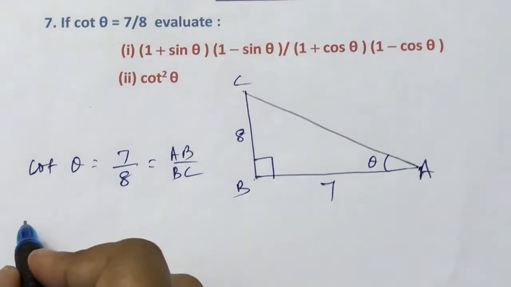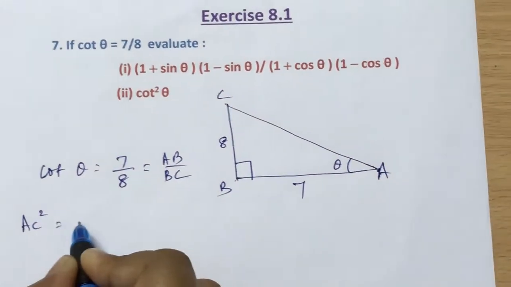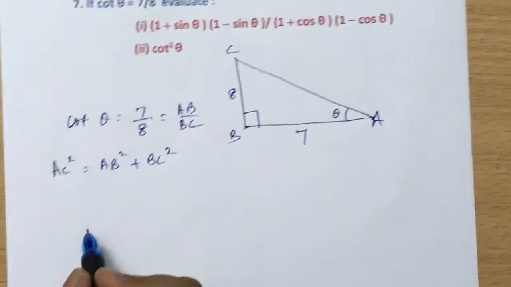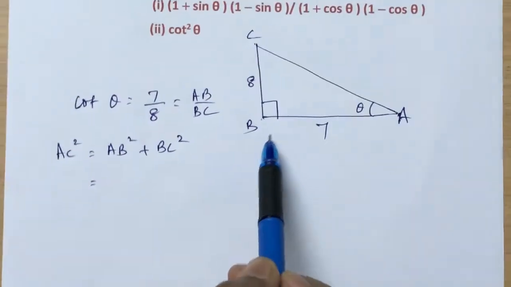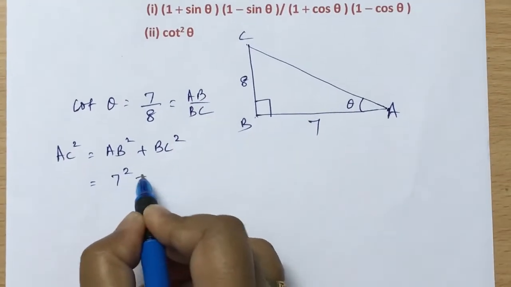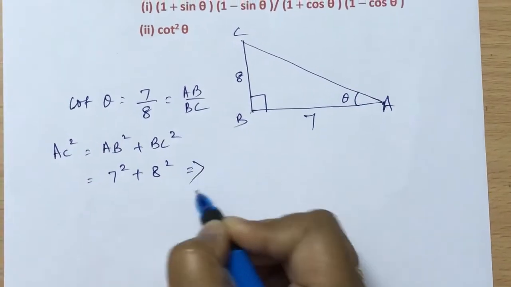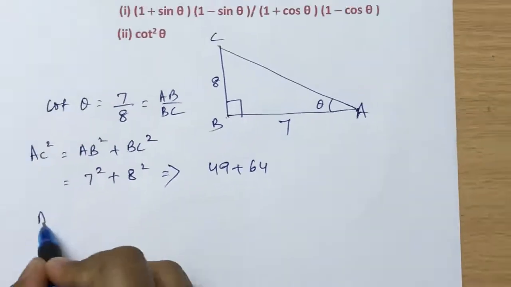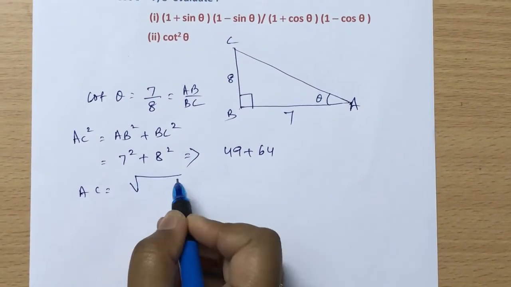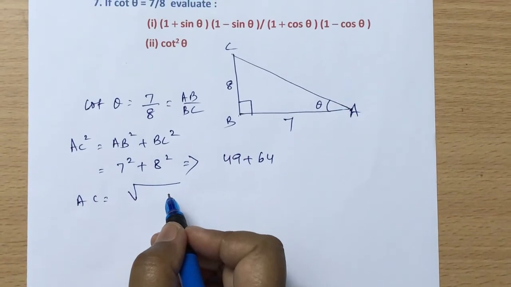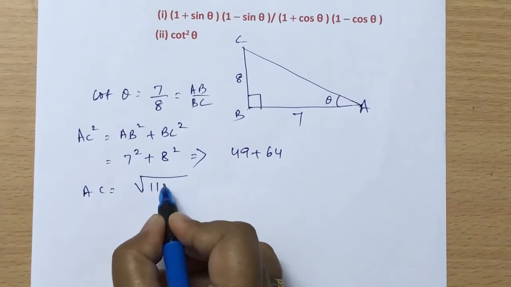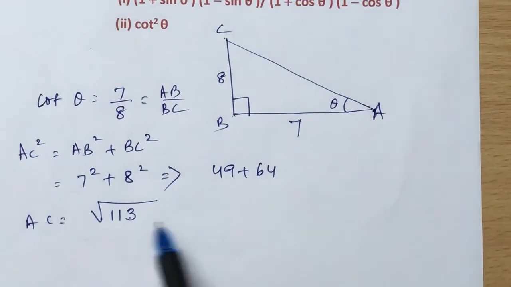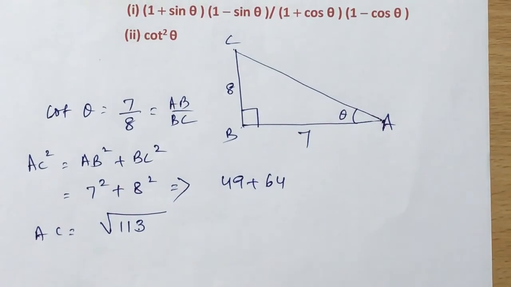So let us find out what is AC. Again, AC square is equal to AB square plus BC square. So now you have 7 square plus 8 square, which implies 49 plus 64, or AC is equal to root over of 49 plus 64, which is 113. Okay, 113 does not have any square root value, so I just keep it like that.